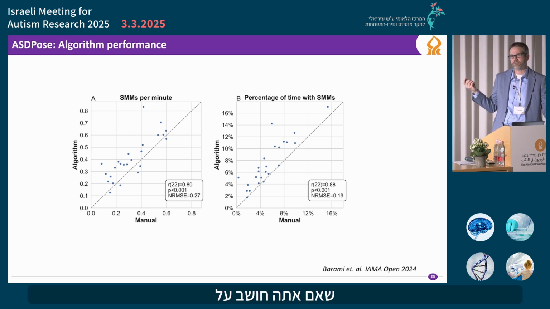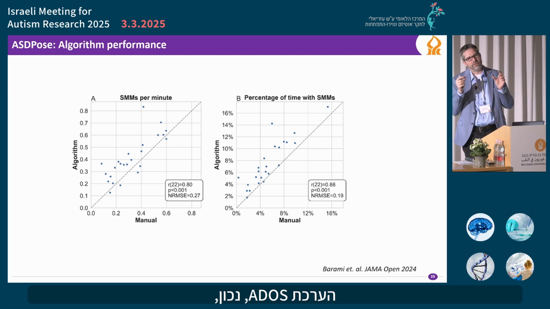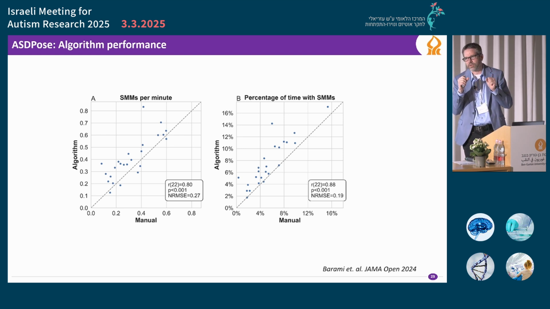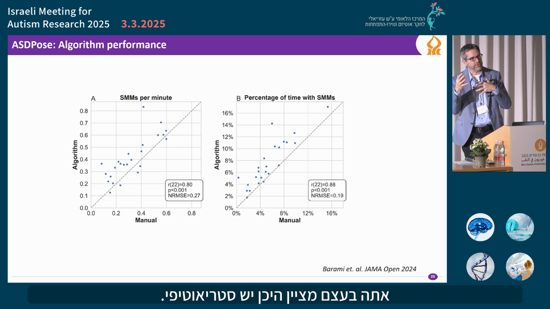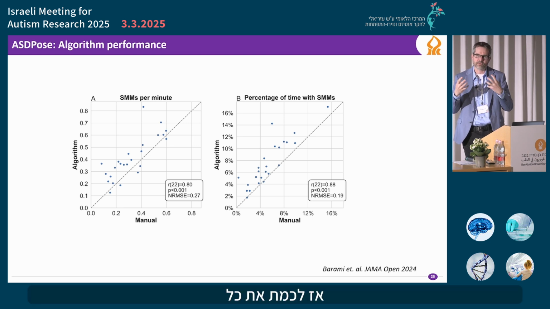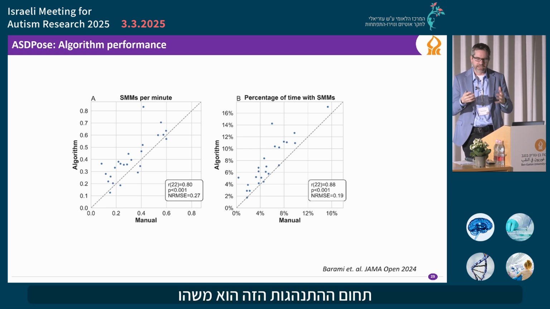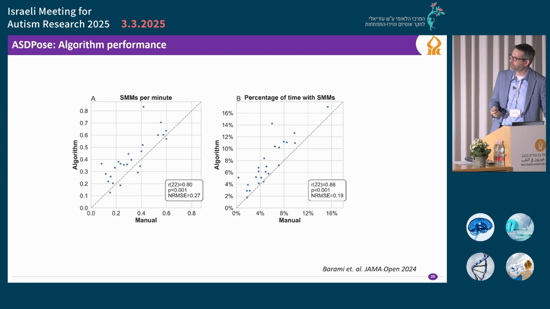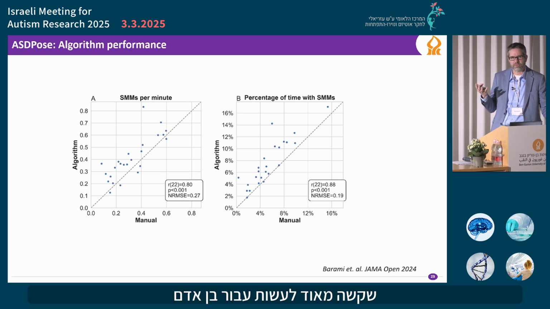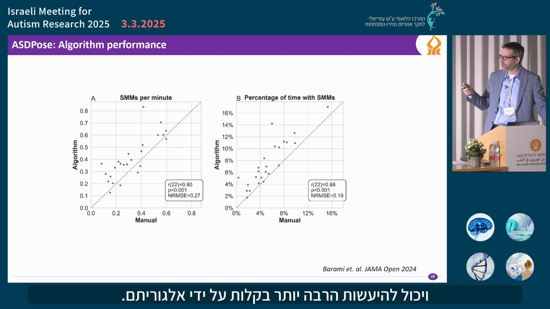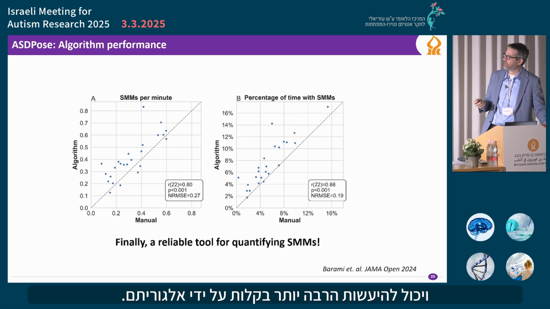And this is something that, if you think about the ADOS assessment, right, you currently have one item where you basically note whether there are stereotypical movements or not. So quantifying this whole area of behavior is something that is very difficult to do for a human and could much more easily be done by an algorithm.